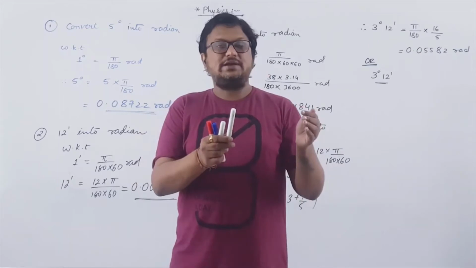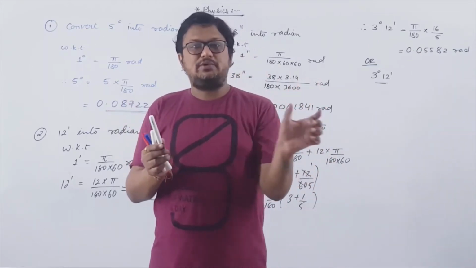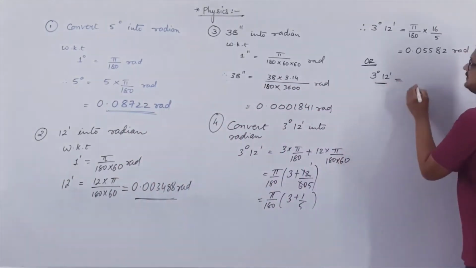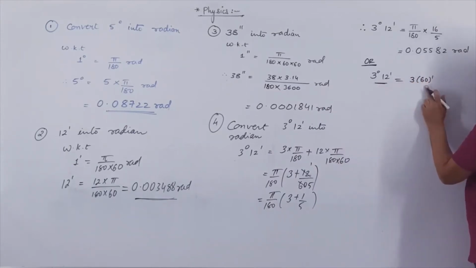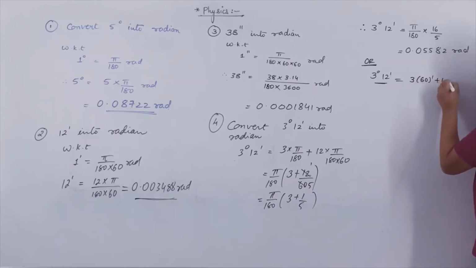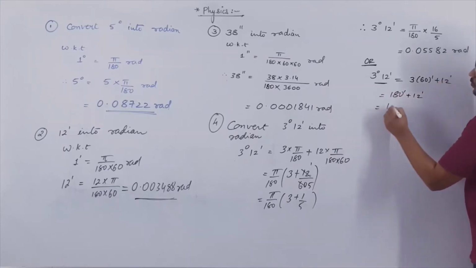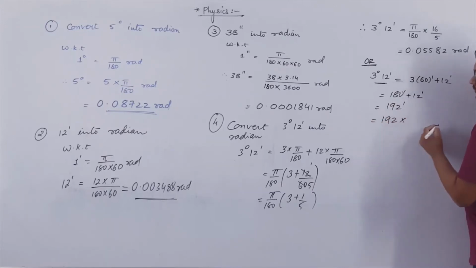This is how we are going to convert into the same unit. Degree and minute is there, right? So either you convert minute into degree or degree into minute and make the same unit for both quantities. So you have 3 degree 12 minute. This is equal to 3 into 60 minute, because 1 degree is 60 minute, plus 12 minute. 3 sixes are 18, so 180 minute plus 12 minute, that will be equal to 192 minute. So this will be equal to 192 into pi by 180 into 60 radian.